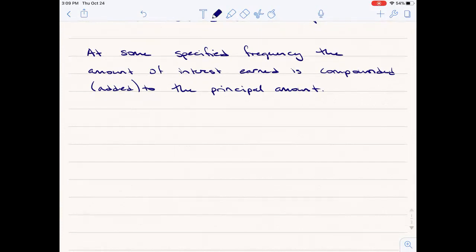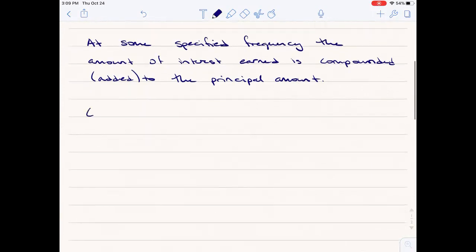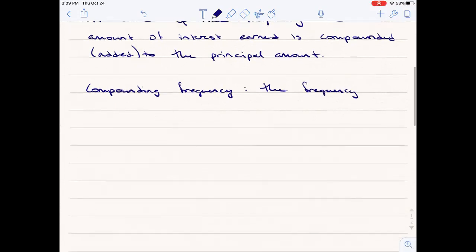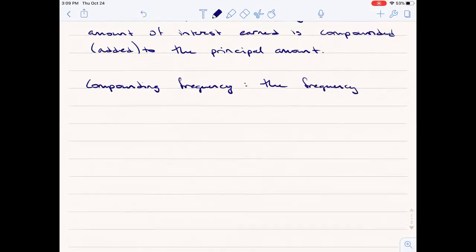The first thing we're going to introduce is the compounding frequency, because we've already mentioned it a couple of times, so let's tackle that. A compounding frequency is, of course, just the frequency that interest is compounded. It's self-explanatory, and there's no really better way to say it.